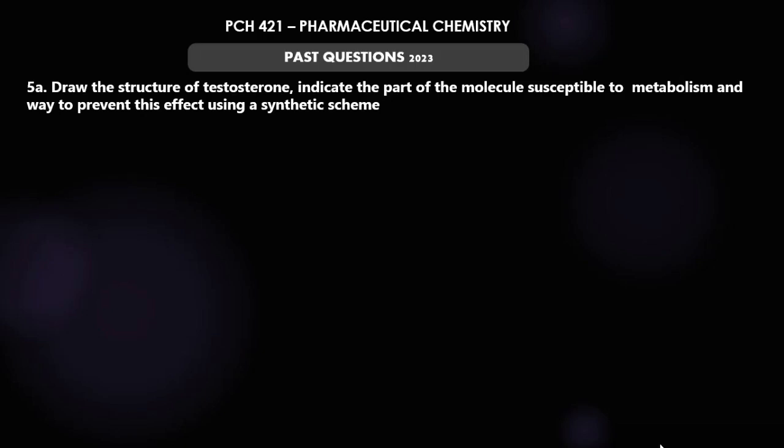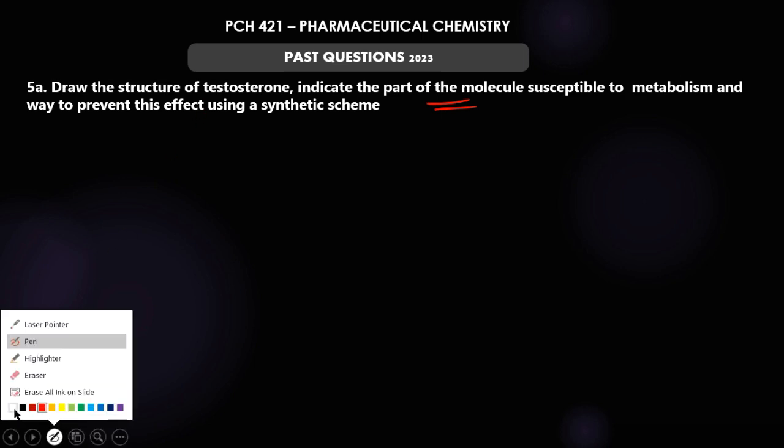Alright, so in this lecture, we are going to look at some of the past questions. Now, we have the 2023 past question, which is a recent past question. The first question we have here is: draw the structure of testosterone, indicating the part of the molecule that is susceptible to oxidation and ways to prevent this effect using a synthetic scheme. Now, look at it.